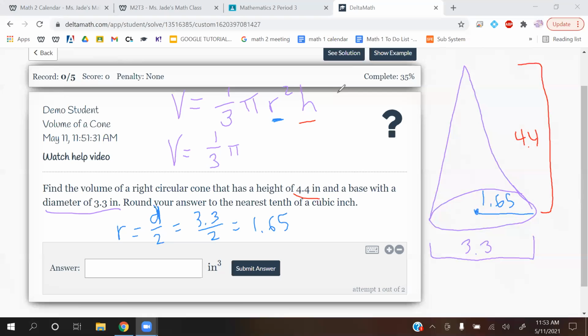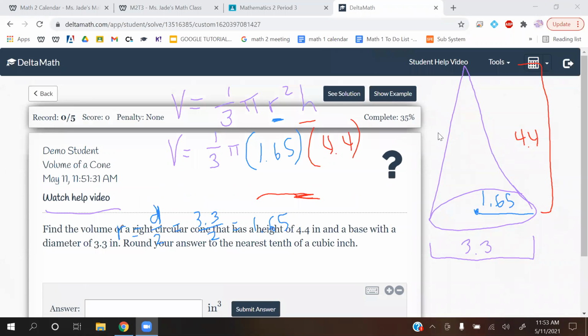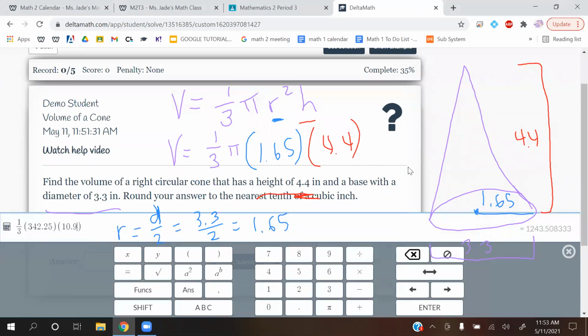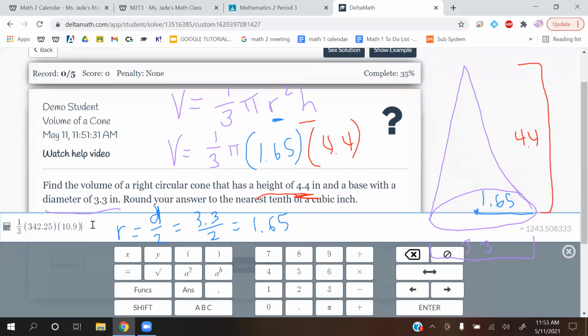1/3 pi, r stands for radius, which is 1.65. H stands for height, which is 4.4 given to us. The radius we had to find by dividing the diameter by 2, but the height was given to us. And once you have your formula, you can plug it right in, and then I am going to type it into the calculator. Okay, so let's get rid of that. Type in our new formula now.